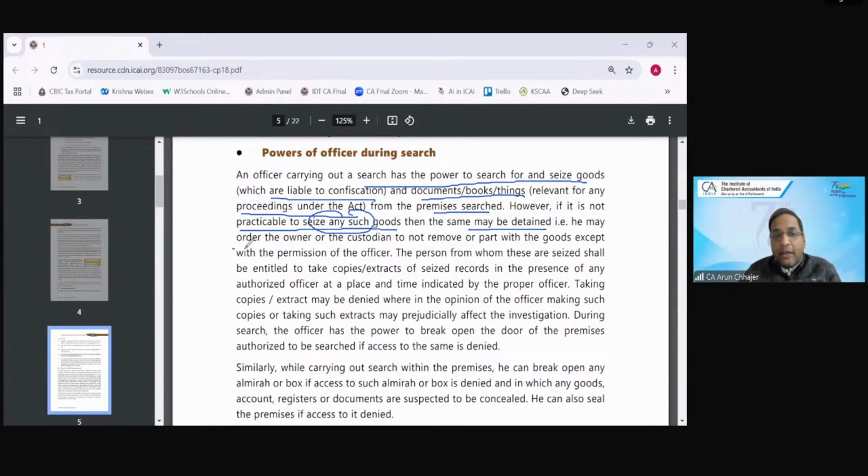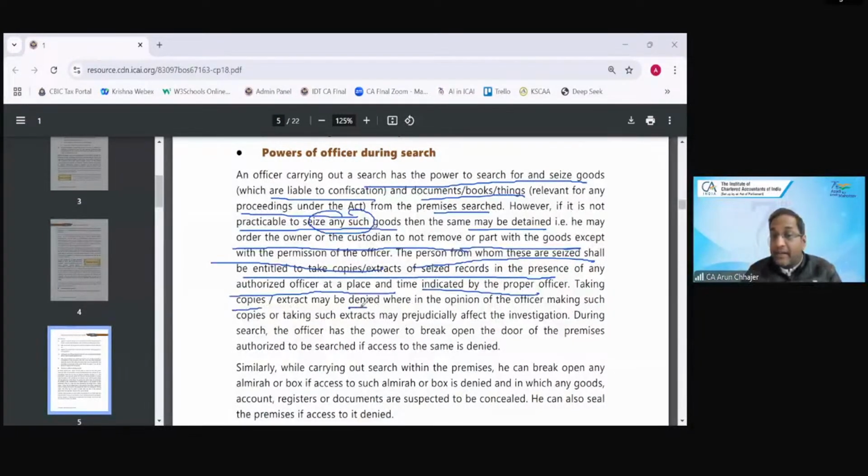That is, he may order the owner or the custodian to not remove the goods except with the permission of the officer. मतलब goods उसी की प्रीमाइजेस में रहेगा, लेकिन वो उस गुड्स में डील नहीं कर सकता. Goods can be raw material, finished goods, or can be capital goods also. So the person from whom these are seized shall be entitled to take the copy or extract of the seized record in presence of any authorized officer at a place and time indicated by the officer.